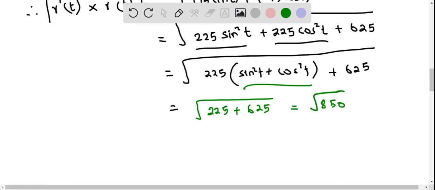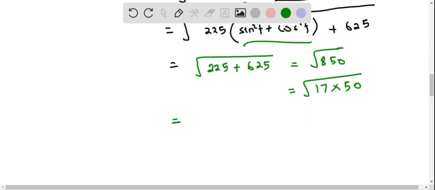Now let me put this in its simplest form. I see that 85 is basically a factor of 17, or you can say it is a factor of 5. So I can write this 850 as 17 times 50, under another square root. Now we can write this as two terms, that is square root of 17 times square root of 50, and this equals the square root of 17.